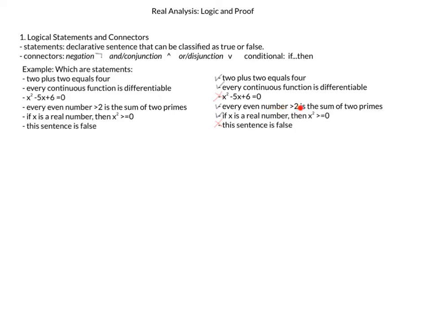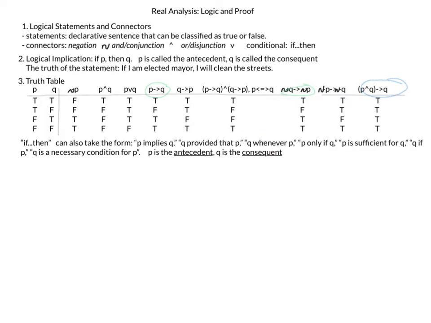Every even number greater than 2 is the sum of 2 primes is a statement, and possibly true. If x is a real number, then x squared is greater than 0. This is also a statement, and it is true. This sentence is false is actually a paradox, and we cannot evaluate it as true or false, so it is not a statement.